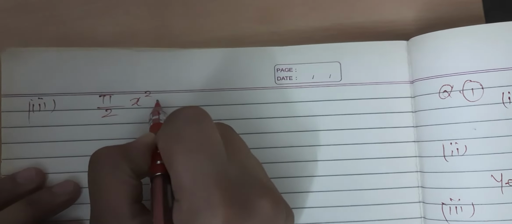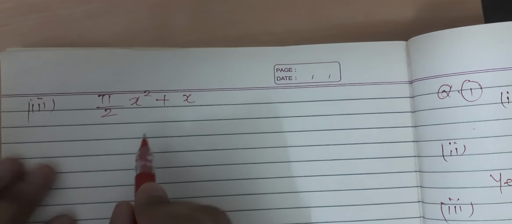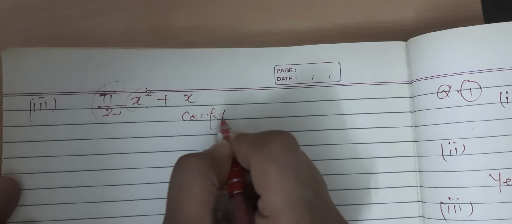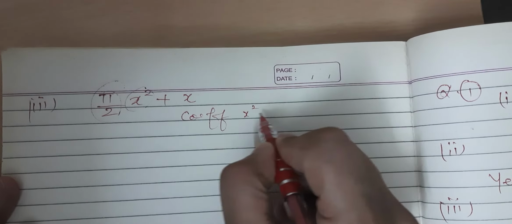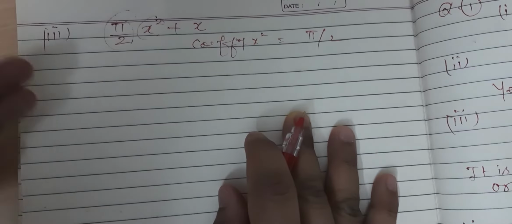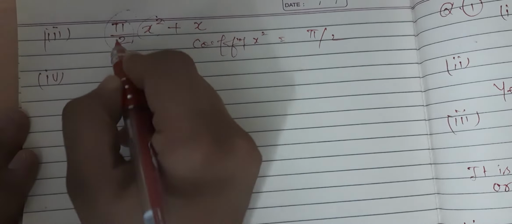The third part of this question is pi by 2 x square plus x. Here along with x square we have pi by 2, so the coefficient of x square is pi by 2. Any number with this x square.